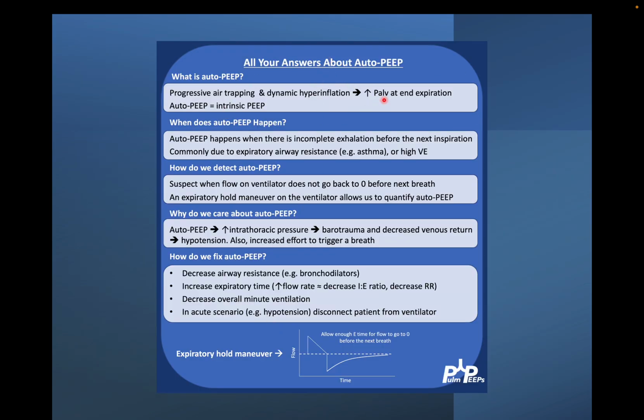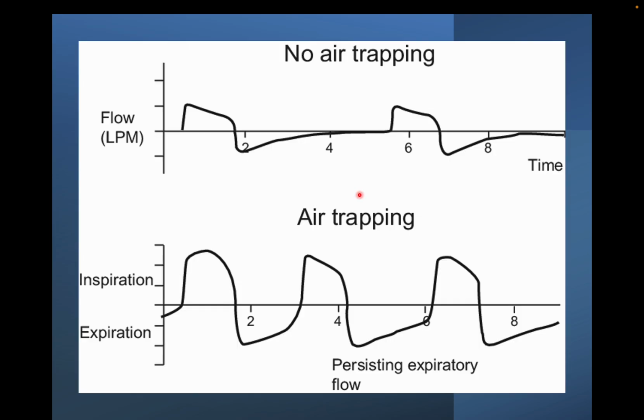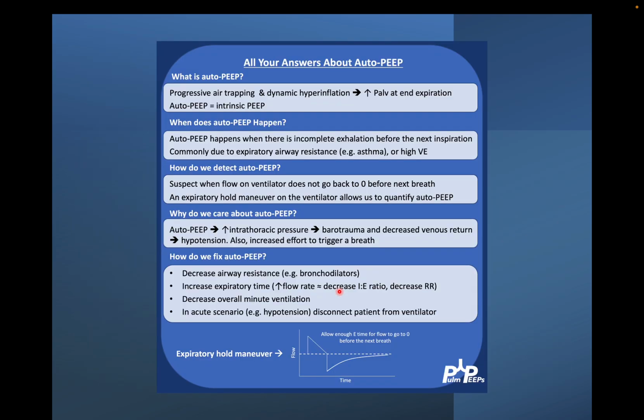Auto PEEP, progressive air trapping, increases the pulmonary alveolar pressure. It happens when there is incomplete exhalation of the breath. So suspect it when the flow on the ventilator does not go back to zero. It increases the intrathoracic pressure, causes barotrauma, and decreases venous return and causes hypotension. It causes hypoventilation also, and there is discomfort. So decrease the airway resistance with bronchodilators, increase the flow rate, decrease the IE ratio and decrease the respiratory rate. So decrease the overall minute ventilation. If there is acute hypotension, you can decrease it. So this is the thing.